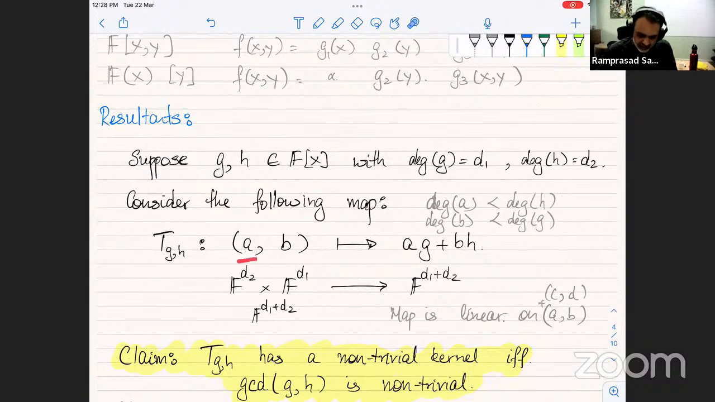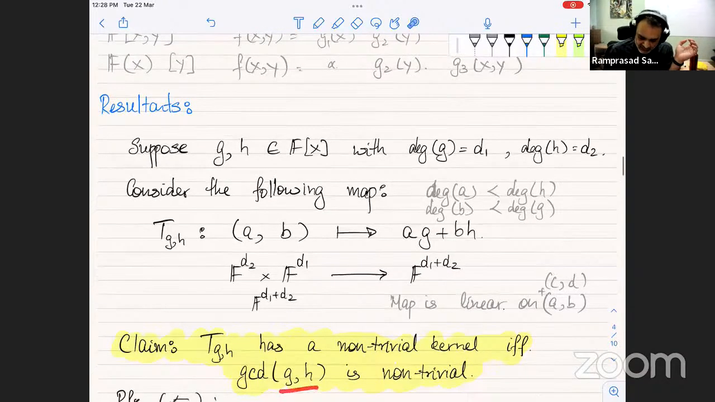So I'm thinking of both a and b as polynomials, but presented to me as a bunch of coefficients. And I'm just taking this simple map, which is ag plus bh. It's just that this map reveals a lot about what g and h are. So for instance, this map has a non-trivial kernel if and only if the GCD between g and h is not trivial. Okay, so it's a rather surprising fact.